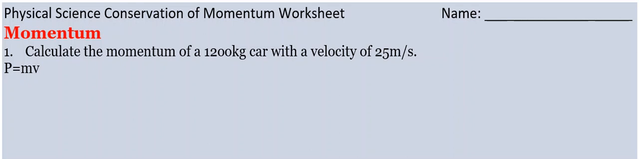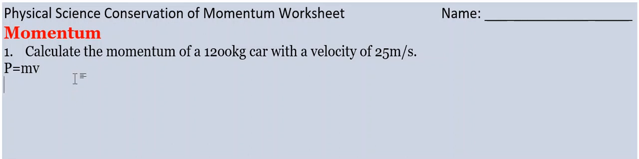Today we're going to talk about momentum and do a little review over conservation of momentum and some work here with impulse. So, on our first problem here, it says calculate the momentum of a 1,200 kilogram car with a velocity of 25 meters per second.